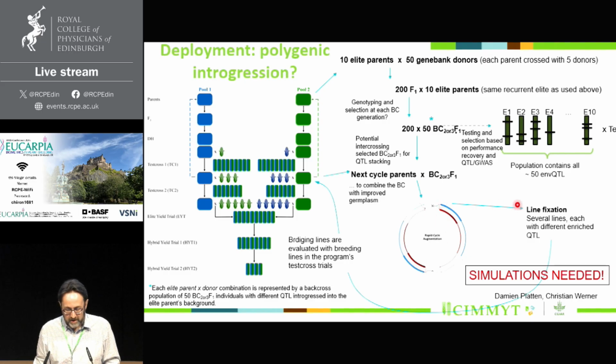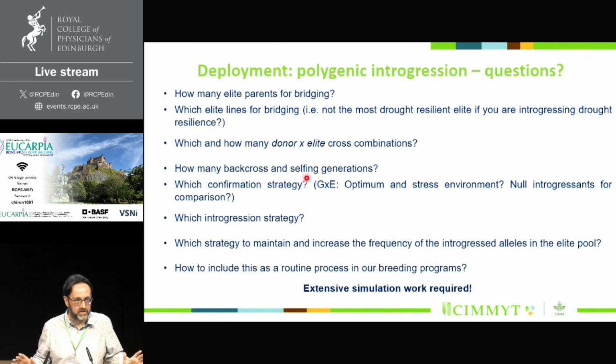And at the end, you get a line that's fixed for several useful QTLs, and you get several lines that are enriched with different combinations of QTLs, and you're going to test them here in this bridging material. You're going to test this in the general breeding program test cross trials to see if these actually have the resistance you think they have, the resilience to the stress that you think they have. There's a lot of questions on this.